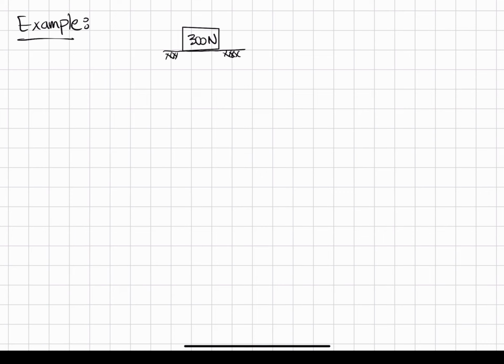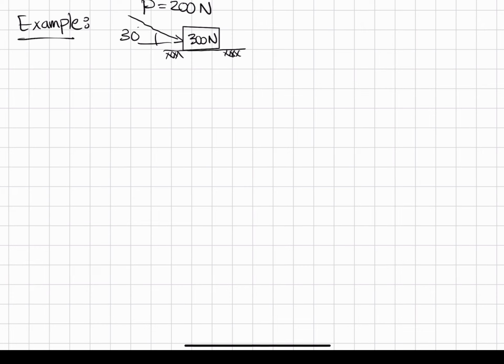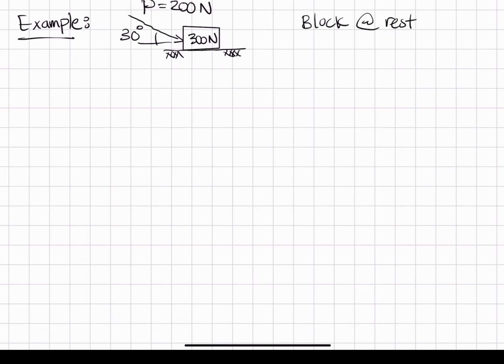This is kind of the ground that the crate is sitting on. It's sitting there. There is a force being applied of magnitude 200 newtons. The angle that the force makes with the horizontal axis is 30 degrees. And you're being told that the block is at rest to begin with. So this is the beginning condition.